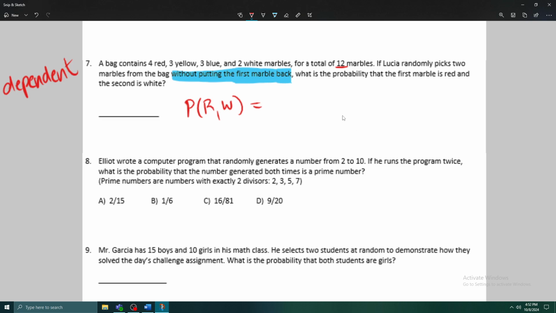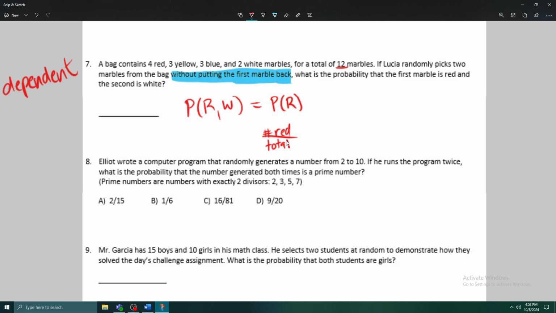So the probability, the first one is always easy because for the first one, nothing changes, right? So you start off normal. Okay, let's find the probability of getting a red marble. So how many red over the total number, right?